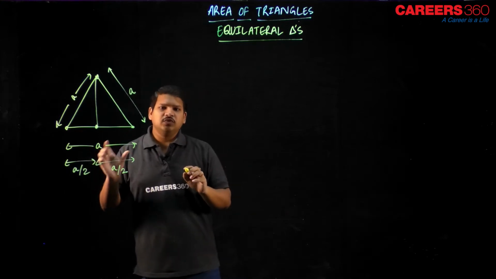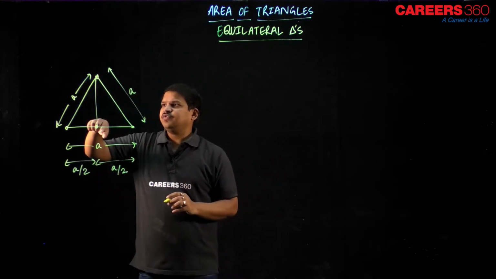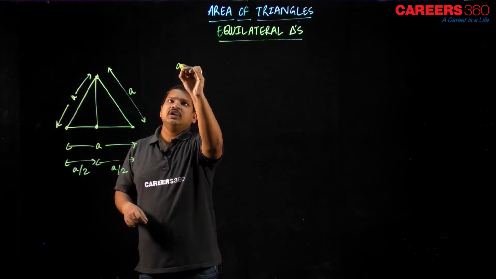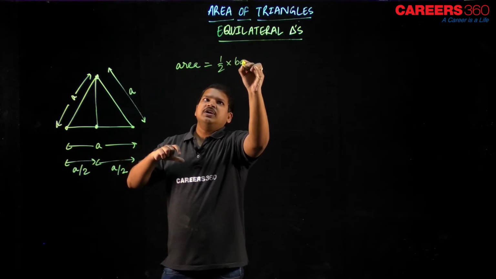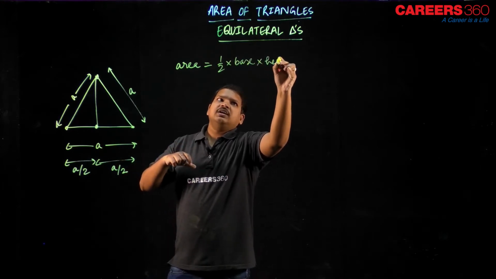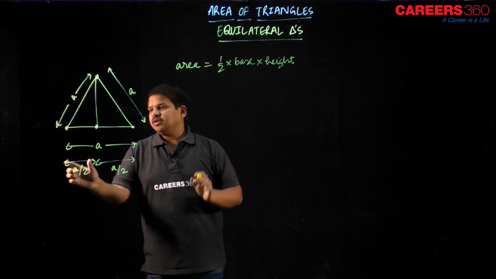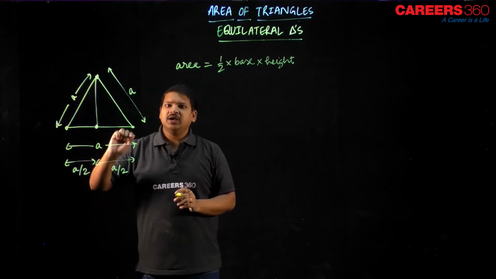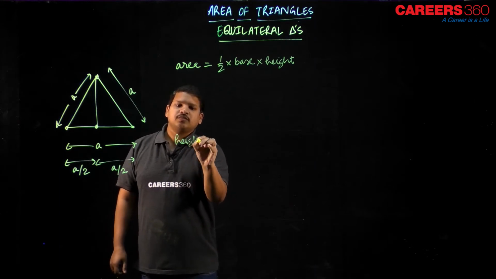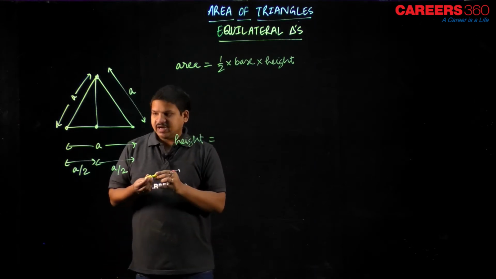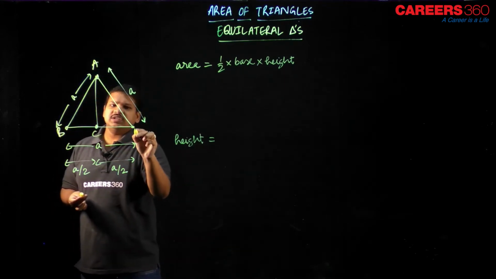So the first formula originates right from here. The area, if I calculate, will be half into base into height. I know this is my basic formula, but I know the value of base but I don't know my height. How to calculate height? So firstly let's calculate height. In this case, let's name them A, B, C and D.